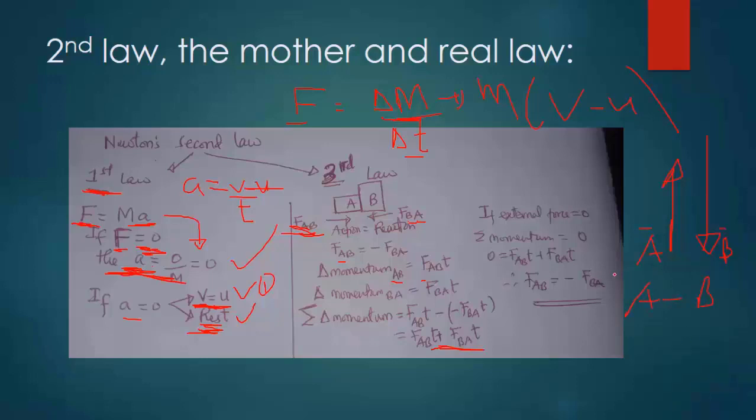A on B, or B on A, either way. But what do we do? We subtract. So if we take the action, the impulse, because momentum is a vector, we take the momentum due to AB and subtract the momentum due to the opposite, which is negative FAB times time. So minus minus becomes plus. I hope it is clear.